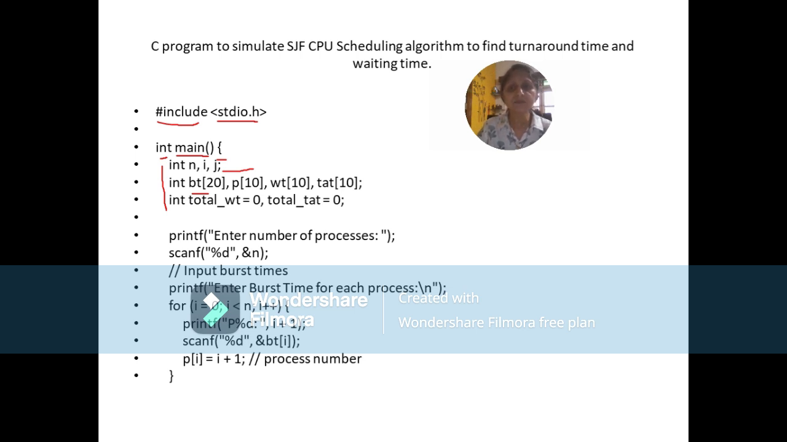Now you can ask me, can we take BT also as 10? Because when there are 10 processes, definitely the BT is also going to be 10, right? So you can always make it 10.